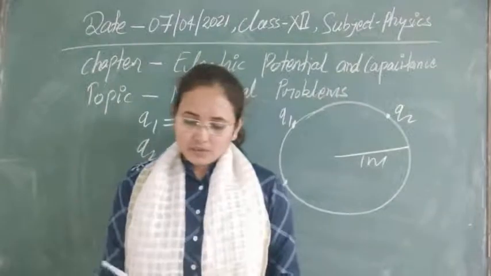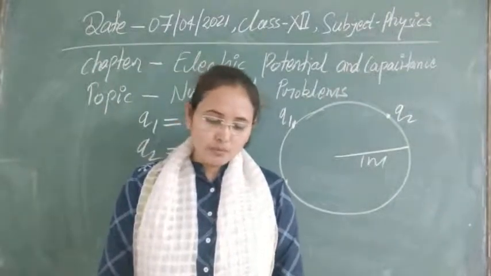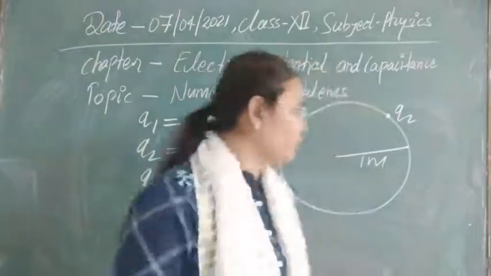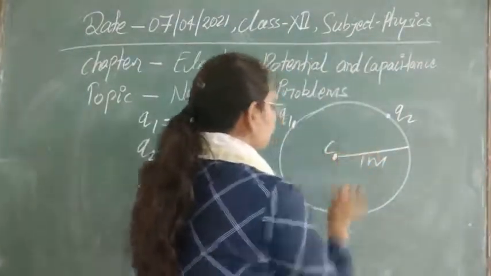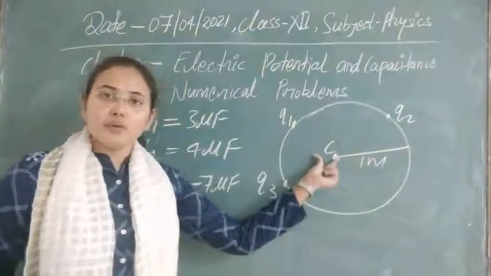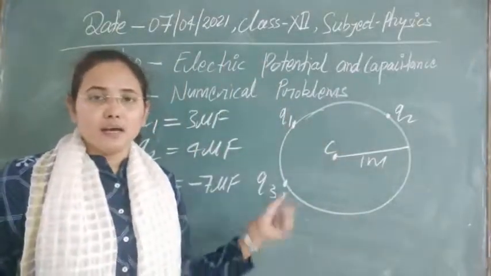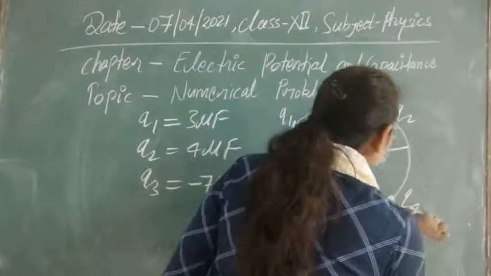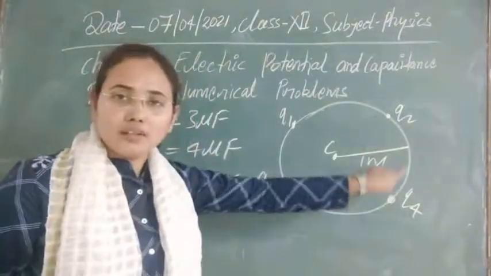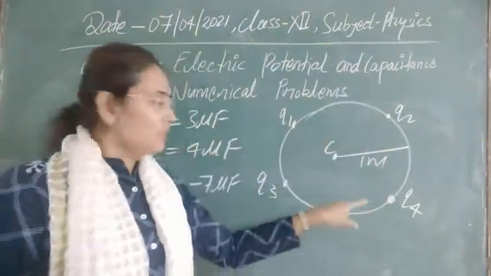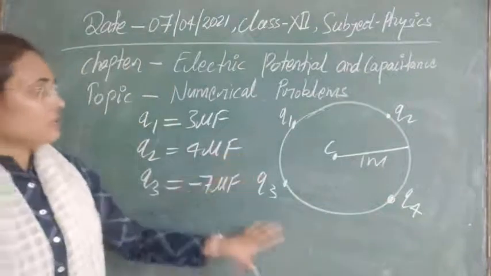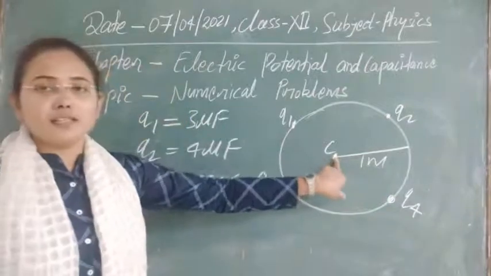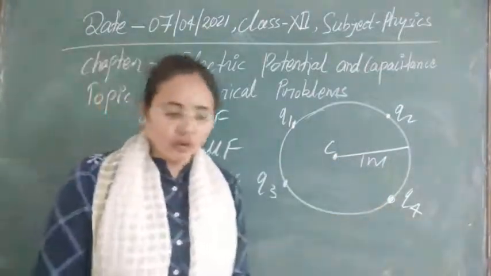Next, the question is: what is the value of charge Q4 placed on the same circle if the potential at center C is equal to 0? Suppose this is the center C, and at this center, due to this whole system of charges, the potential is 0, and we have to calculate the fourth charge Q4 that we put on the circumference of the same circle. So we have a system of 4 charges, and due to all of them the potential at the center is 0, and we have to find the value of Q4.